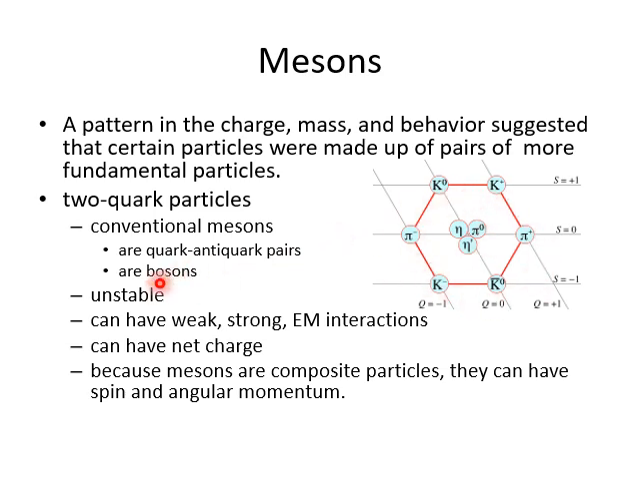Quark-antiquark pairs, because of the half-integer spin of the quarks, are bosons. They are all unstable, that is, they decay into other things. Depending upon their strangeness, they can have weak, strong, and electromagnetic interactions. They can have net charge, as you see here. And because mesons are composite particles, they can have spin and angular momentum.